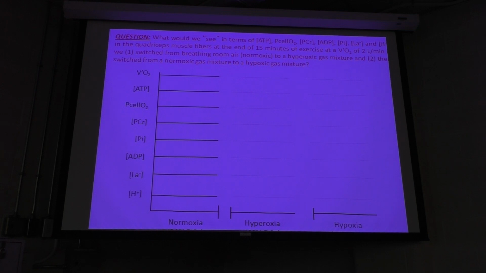Okay, so now we threw in one of the other factors in the substrate ratio there of oxidative phosphorylation, all the other parameters in the quadricep muscle fibers at the end of 15 minutes of exercise. Again, at a VO2 of 2 liters a minute, you'll see I switched this up a little bit, but switch from breathing room air, so normoxic room air, 21% oxygen, basically no carbon dioxide, balance of nitrogen and other inert gases, to a hyperoxic gas mixture. So let's say we go to 50% inspired oxygen, okay?